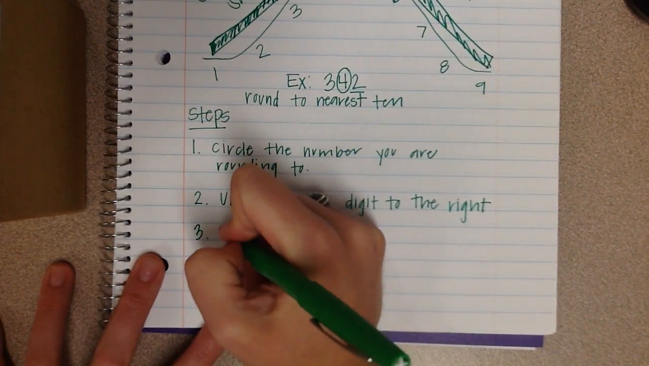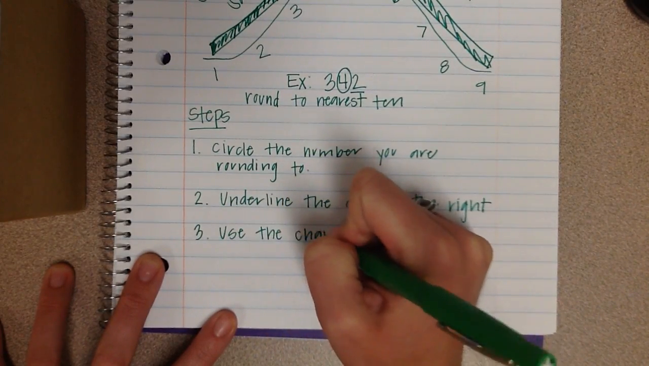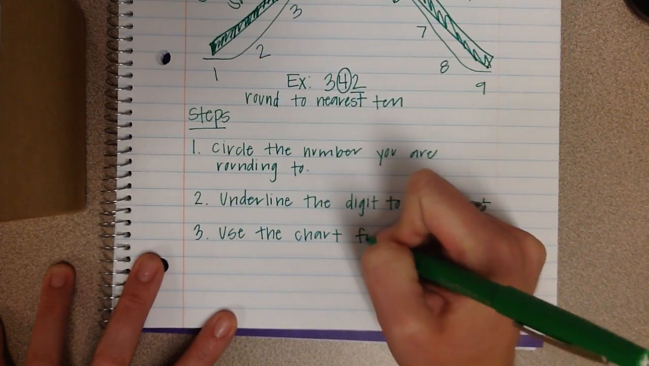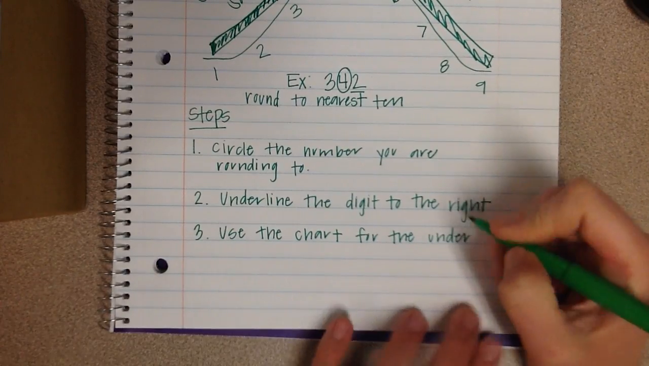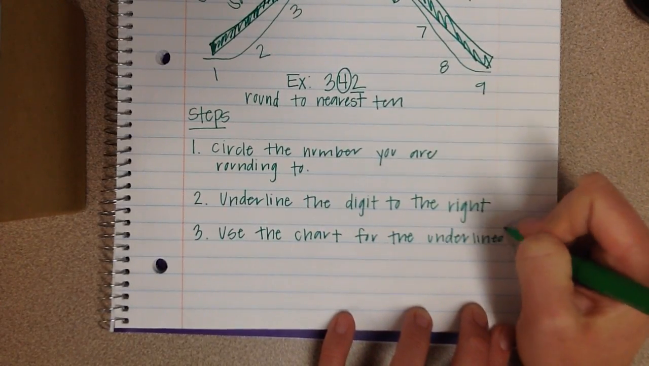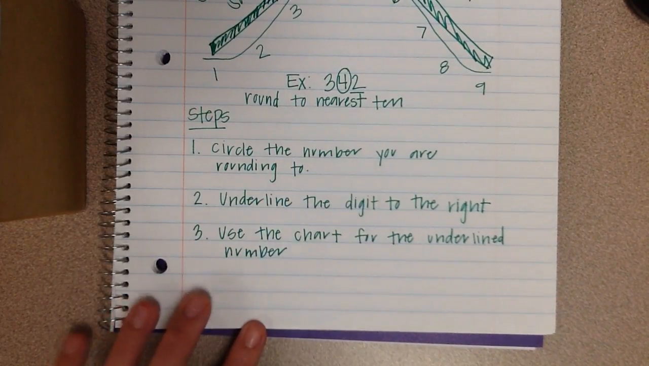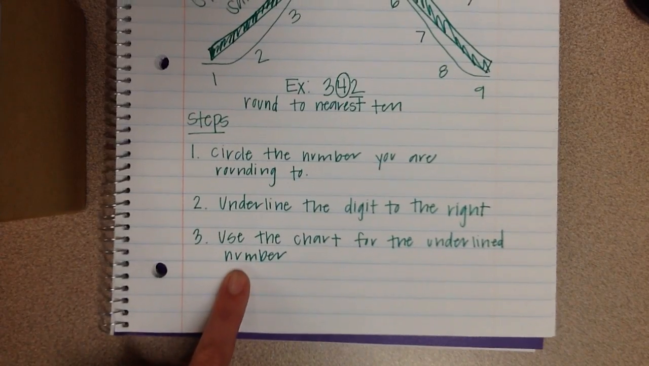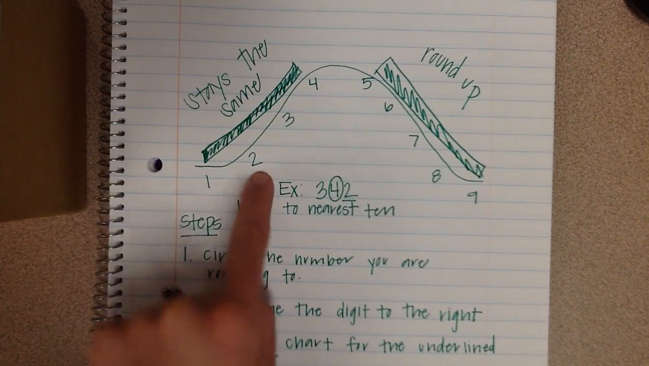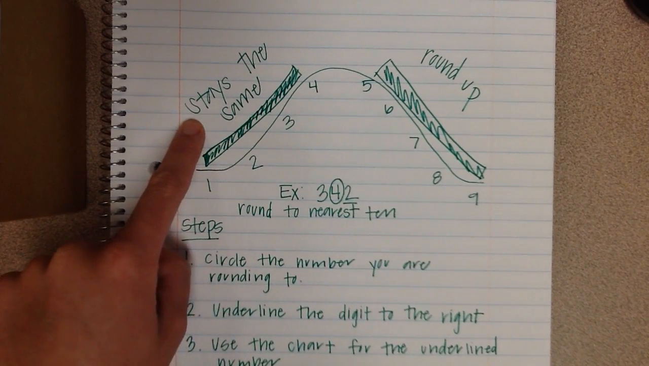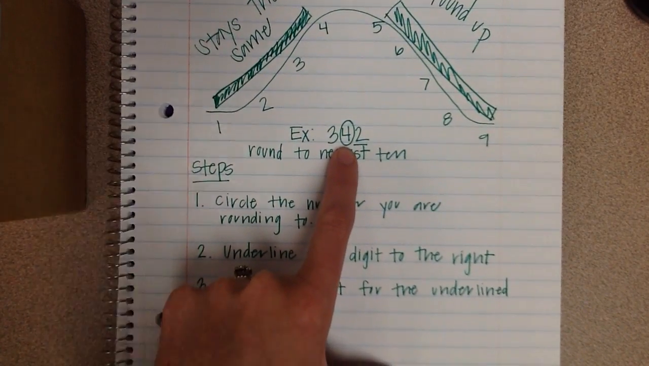Step 3, use the chart for the underlined number. Okay, so I'm using the chart for the underlined number. The underlined number is 2. So when I look at my chart, here's 2, and that means stays the same. Okay, so that means my circled number stays the same.